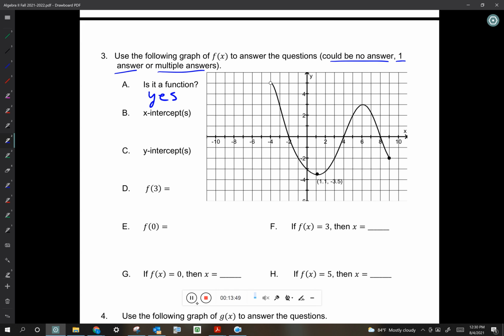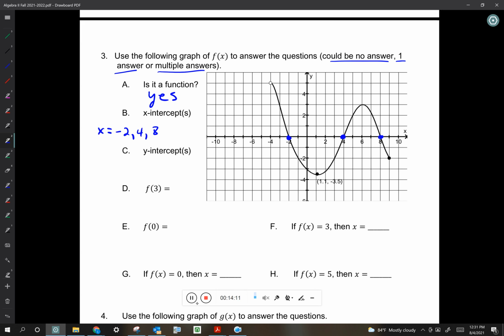What are the x-intercepts? Well, remember, x-intercepts are where it hits the x-axis, so there, there, and there. So I think the x-intercepts are going to be at -2 and 4 and 8. I could have written those as ordered pairs, right? I could have said (-2, 0), or (4, 0), or (8, 0).